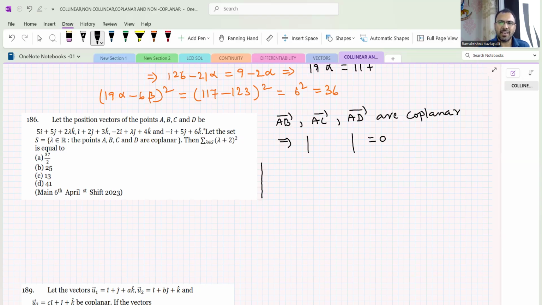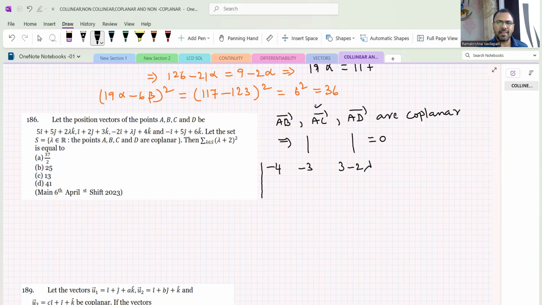AB bar vector is nothing but subtract A from B. You see, i minus 5i is nothing but minus 4, and 2j minus 5j is nothing but minus 3. Be careful, you will definitely commit mistakes. So 3 minus 2 lambda, even in i, 3 minus 2 lambda.